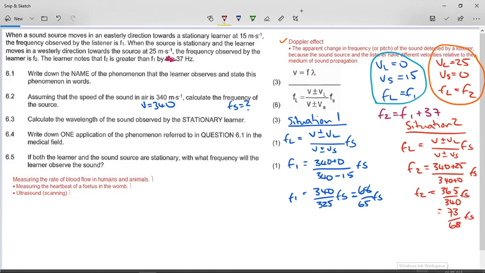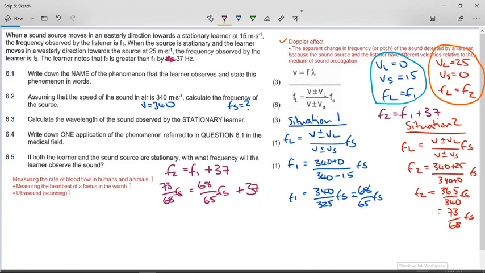Okay, now, like I said, do not put this into a decimal just yet, and you know your calculator likes fractions, so leave it as that fraction. And now we come back to what else it says to you in the question, that F2 is greater than F1 by 37 hertz. So we can simply write 73 over 68 frequency of the source is equal to 68 over 65 frequency of the source plus 37.